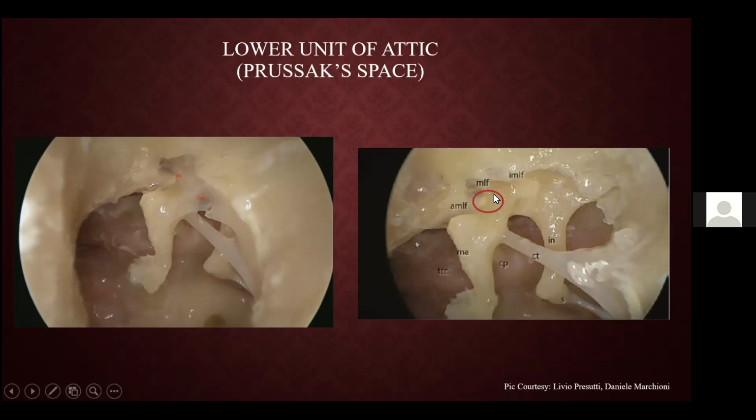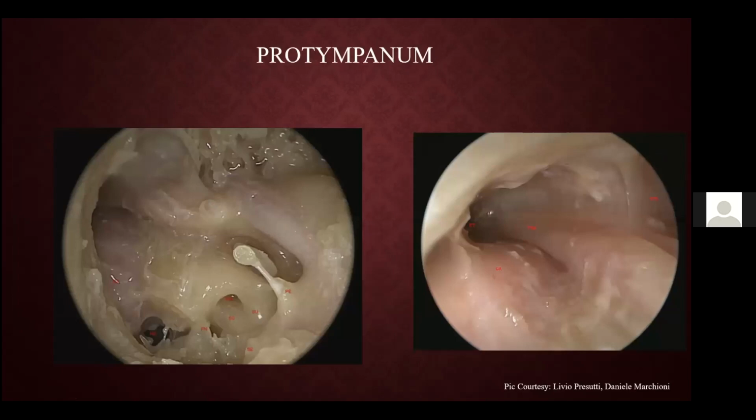Okay, so the ventilation of the upper unit doesn't happen from the Prussak's space. Prussak's space has its separate ventilation, which will be through a separate pouch in the mesotympanum, which is called the posterior pouch of von Troltsch, which ventilates this Prussak's space, which we'll study later. So this was all about the second compartment, that is the epitympanum.